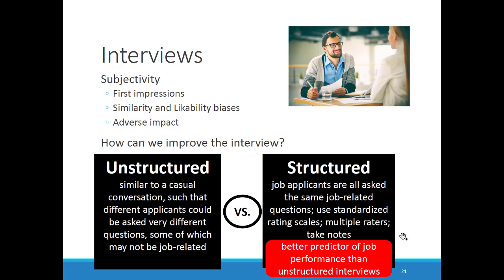than unstructured interviews. And if there's only one thing that you take away from this entire chapter, I would love it to be that structured interviews are much better than unstructured interviews. And if you're ever in a hiring position in an organization, implement structure when you're interviewing your candidates.